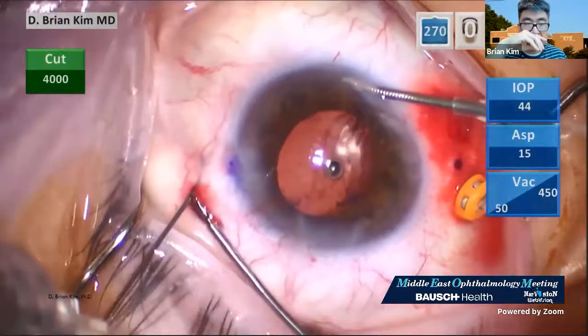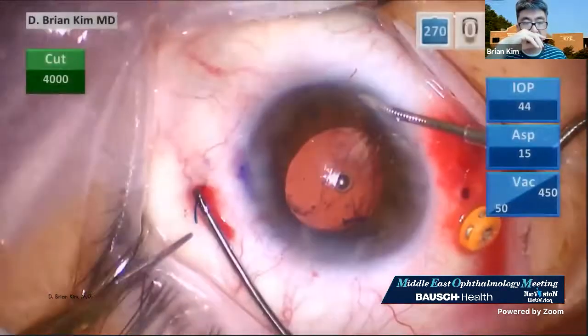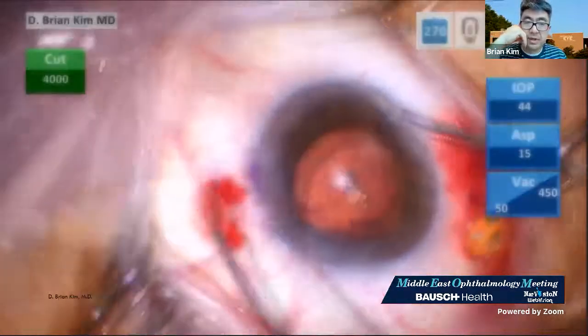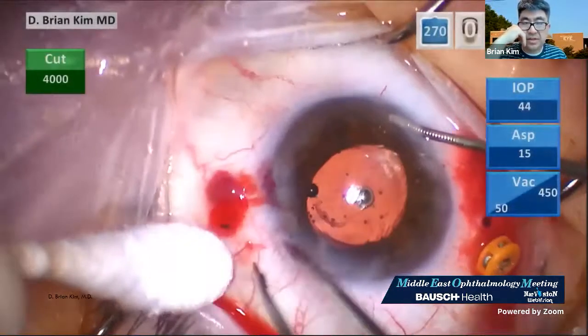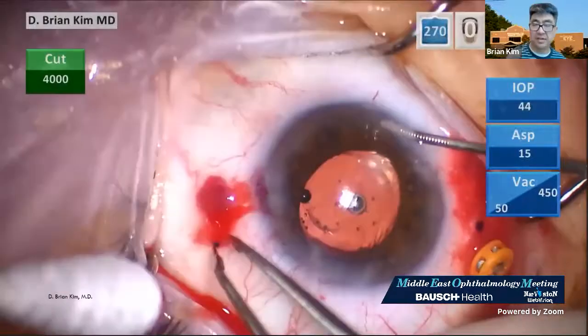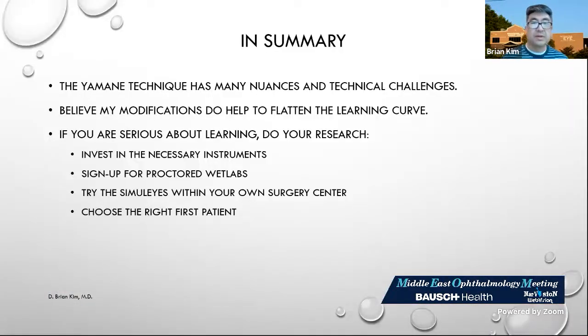You want to pull it out again in the direction of the original scleral track, and then you want to push the haptic flush to the sclera and have a better centered lens here. And so there are many nuances and technical challenges to this technique, but I do feel the techniques and modifications that I've developed over the years do help me flatten out the learning curve, and I do hope that this will be helpful to you as well. Thank you for your attention.